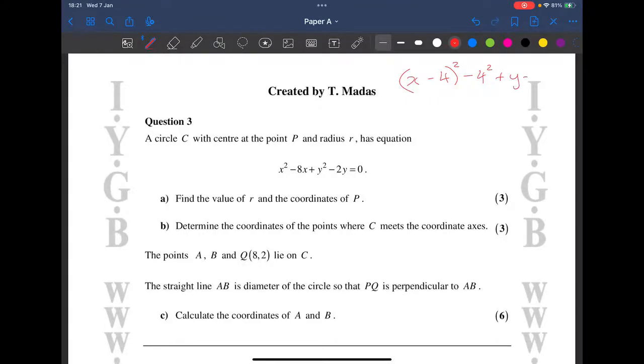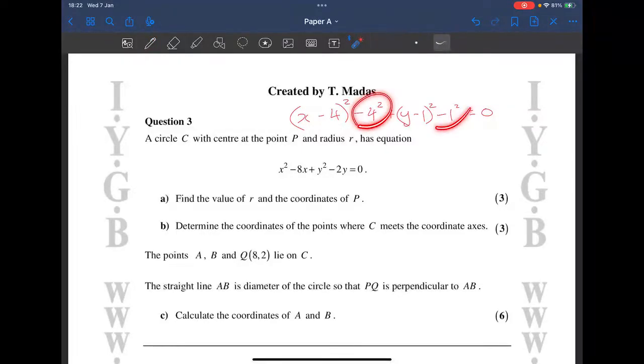So we're going to have y minus 1 all squared, minus 1 squared as well. And this does still equal the 0 that was on the other side of the equation. The last step then is just to combine these numbers together and bring them to the other side. So thinking about that, we'll have the x minus 4 still all squared. The y minus 1 all squared is still there.